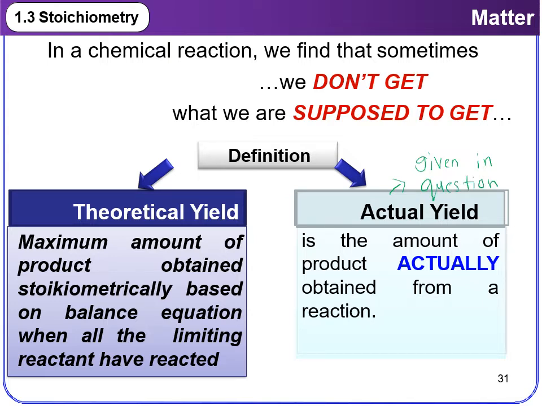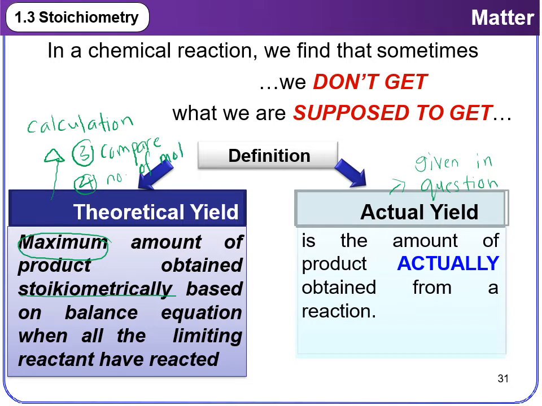Okay, while theoretical yield is the maximum amount obtained through stoichiometry, that means you have to determine it based on calculation in the step of compare. Okay, and then you will get the number of mole. If you still remember, these are from the previous video.